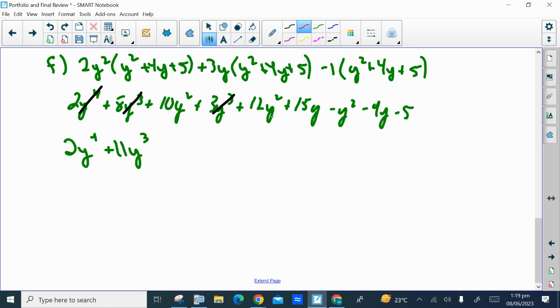10y squared plus 12y squared is 22y squared, but then we have a -1. That'll give us positive 21y squareds. So I dealt with the 10y squareds, 12y squared gives us 22, -1 is our 21y squareds. And then we'll have 15y take away 4y, which is positive 11y, and then the -5. So there's the final simplified answer after multiplying all those out.